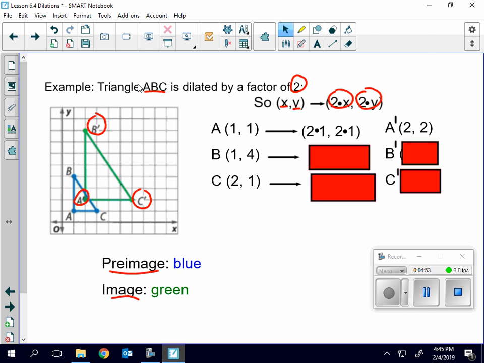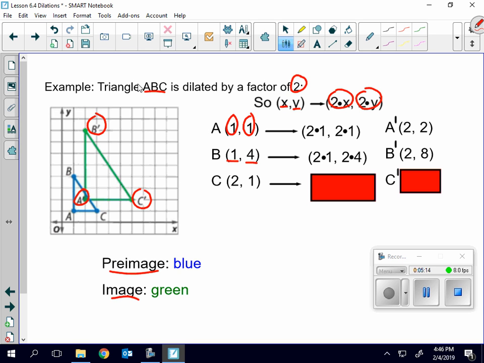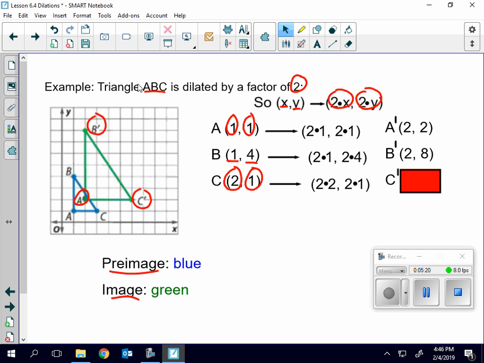I'm just multiplying 1 times 2 and this 1 times 2 to get 2, 2. So here, B, we start off at 1, 4. I'm multiplying both of those things by 2. 2 times 1 and 2 times 4. So that gives me 2, 8. See if you can figure out what C will be. Original is 2 and 1. I'm going to multiply each of them by 2, and I get 4, 2.